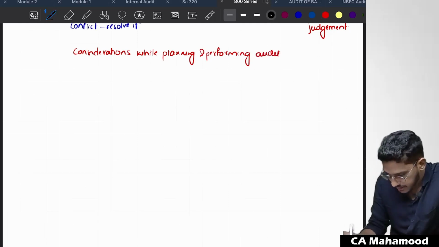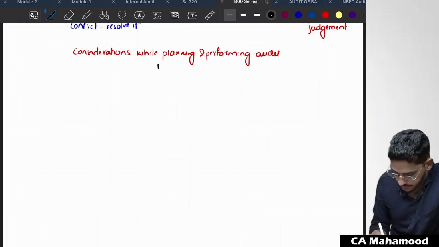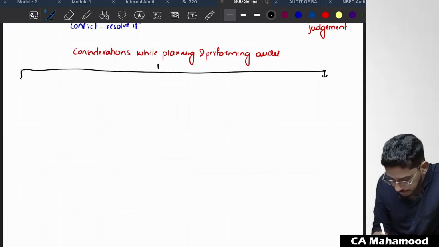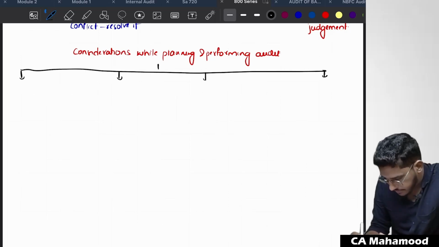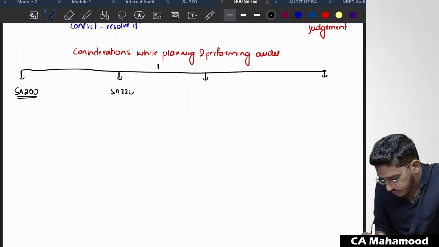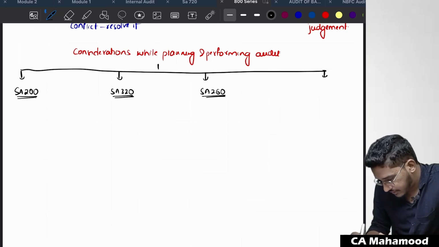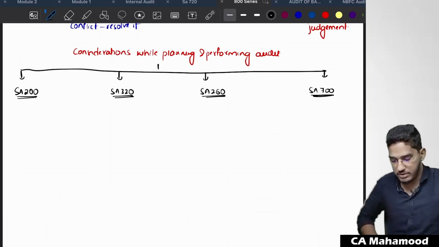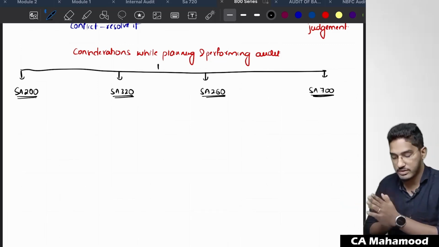So here they will specifically talk about 4 standards. When you are planning and performing the audit, they specifically pay attention to 4 standards. What are they? Number 1, SA 200, then SA 320, then SA 260, then SA 700. Regarding these 4 standards they will talk about. I will try to summarize it, then we will read it from the material. So it is a very easy discussion only, have complete focus now.